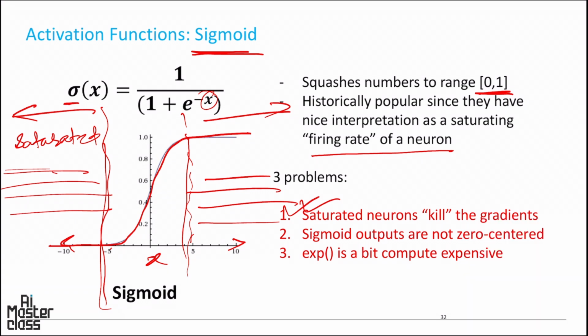Two, your sigmoid outputs are not 0 centered. We'll talk about later when we talk about weight initialization why it is important. 0 centered meaning it is not between 0 and 1, it's between, say, -1 and 1. And this is why there are issues when your weights are initialized around 0. And we'll talk about this when we talk about weight initialization. And finally, the exponential function can be a little bit expensive to compute, but this, in my opinion, is not such a big problem.